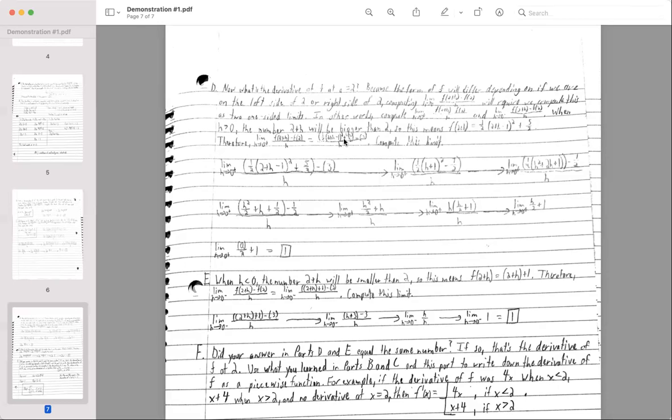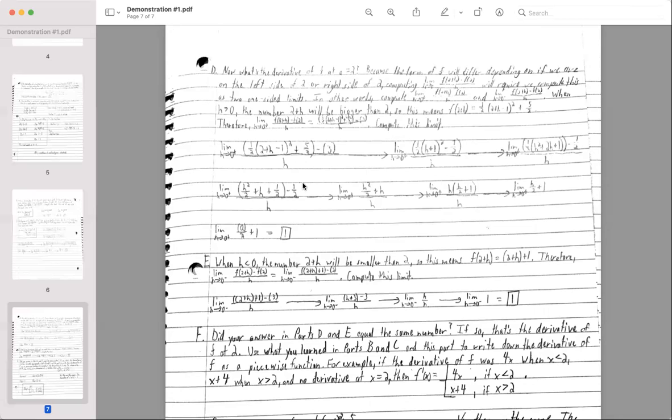So this means f of 2 plus h equals half times (2 plus h minus 1) squared plus 5/2. Therefore, the limit as h approaches 0 from the right of [f of 2 plus h minus f of 2] all over h equals [half times (2 plus h minus 1) squared plus 5/2 minus 3] over h. So compute this limit. And that's kind of what we did in the steps in the last problem. So now we're going to be computing this limit right here.